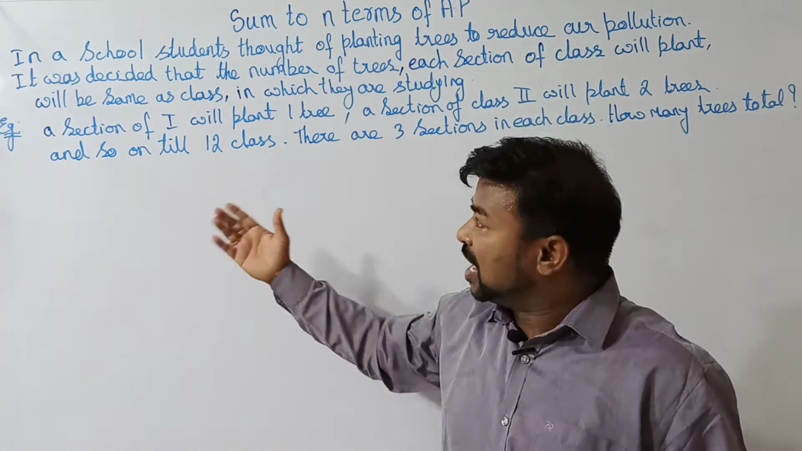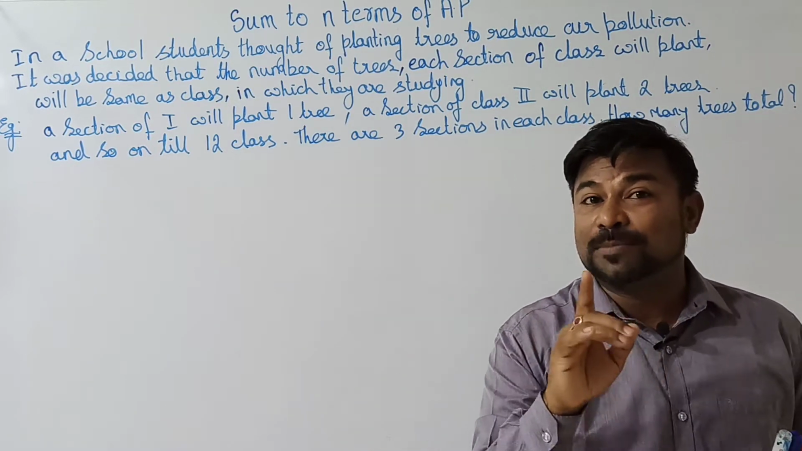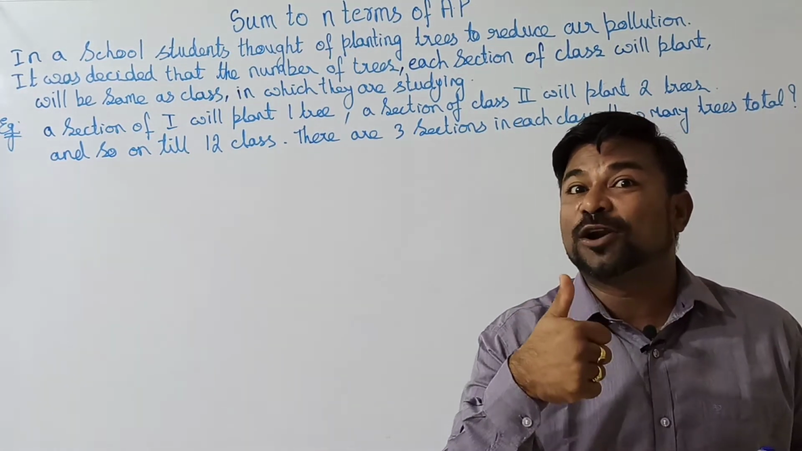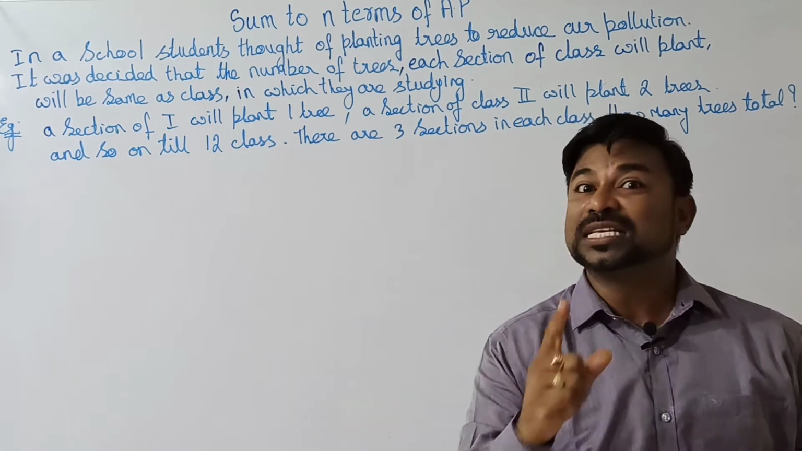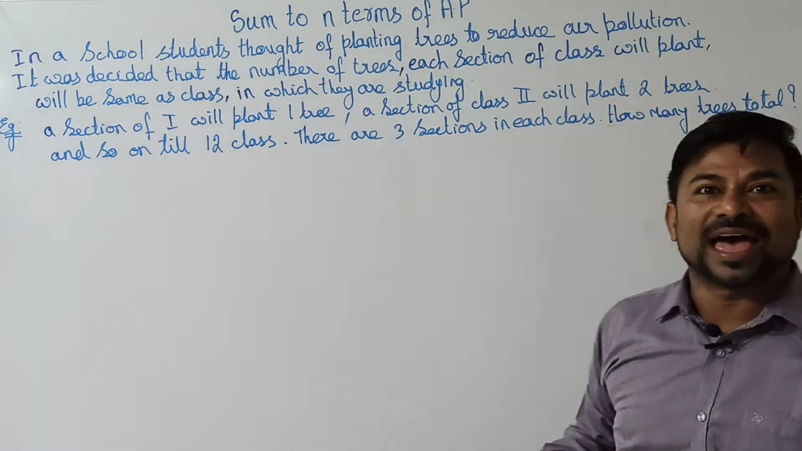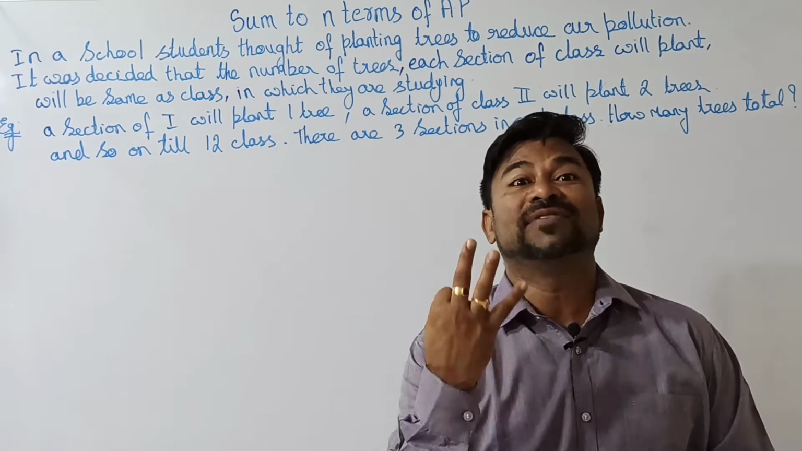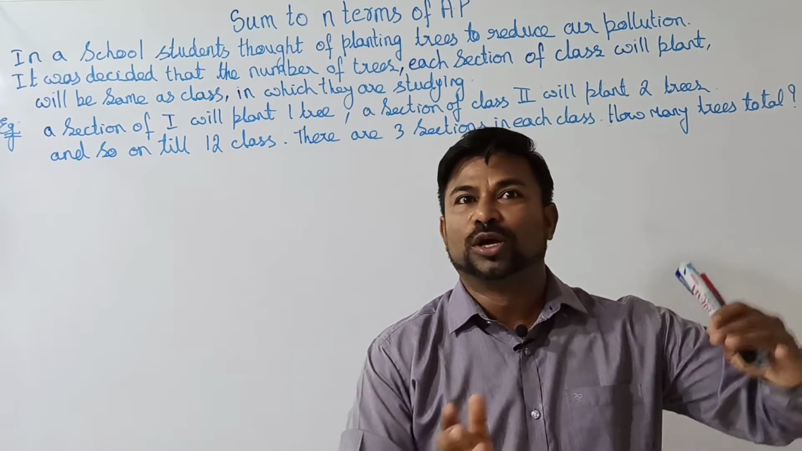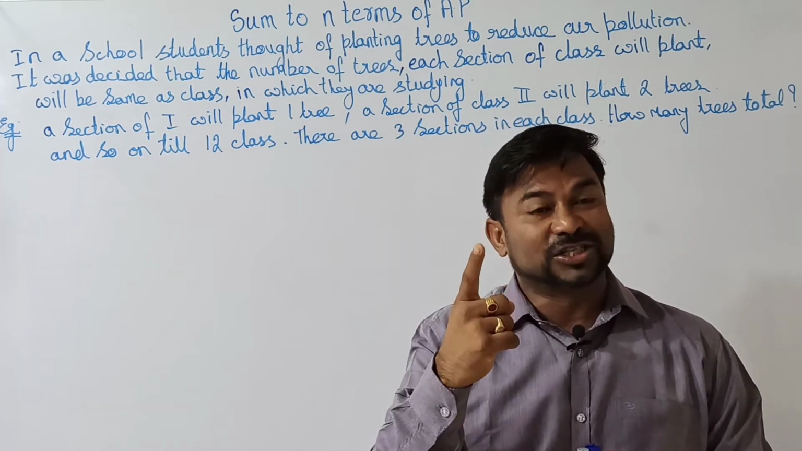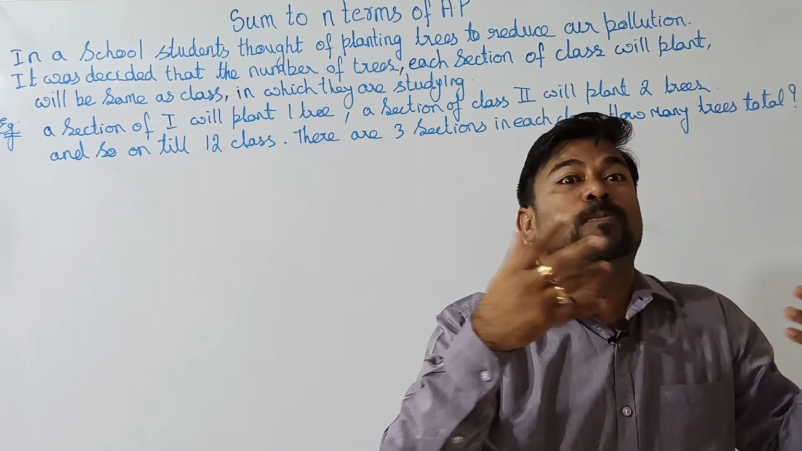That's the condition. Now please remember how many classes they have. The total number of classes is from 1 to 12. Therefore, the number of classes the school has is 12. You are supposed to remember that. The second one: there are 3 sections in each class. It's not that there is only one section. Each class has 3 sections. So the conditions are 12 classes and 3 sections in each class. And the very important condition: the class in which they are studying is equal to the number of plants they are going to plant.